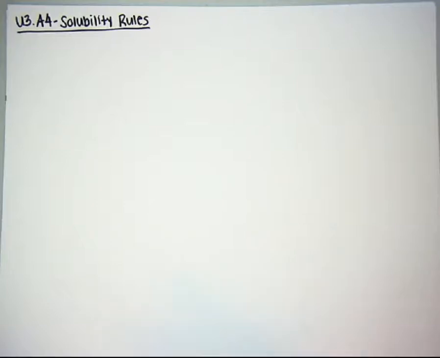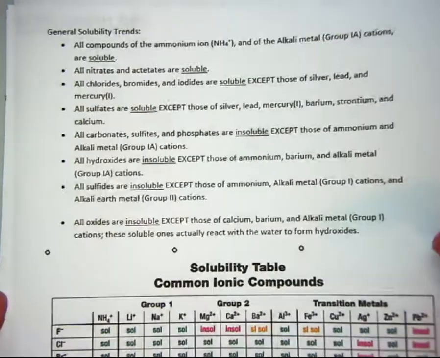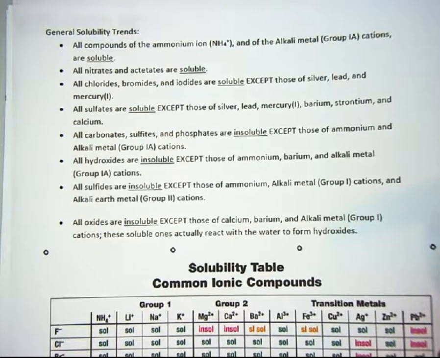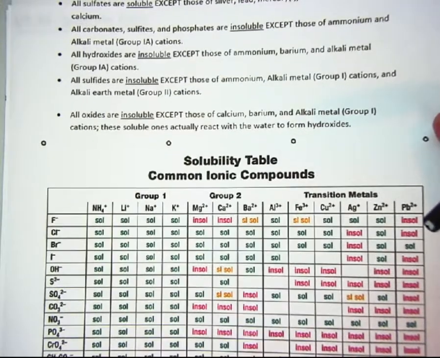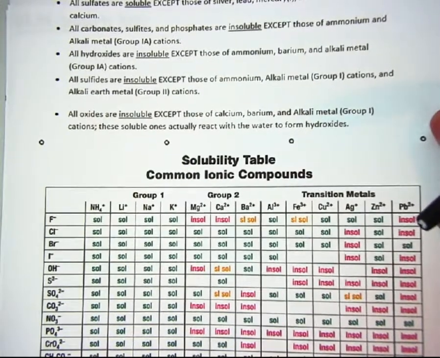In this lesson, we're going to go over Unit 3, Acquisition 4. Our topic today is solubility rules. You will need your Honors Chemistry resource packet, and there is a page that looks like this. It says General Solubility Trends at the top, and then there's a solubility table at the bottom. So make sure you grab that because we will use it for today.